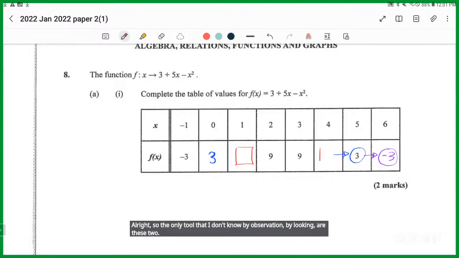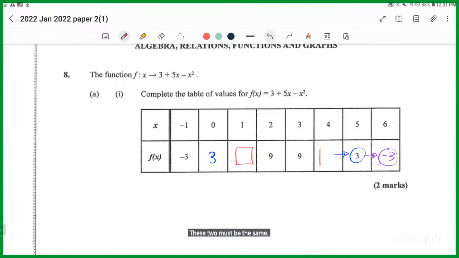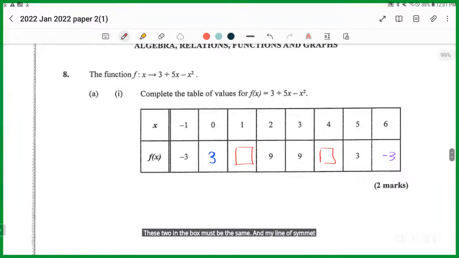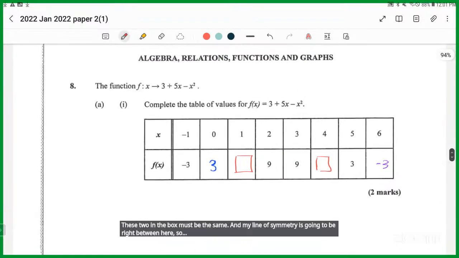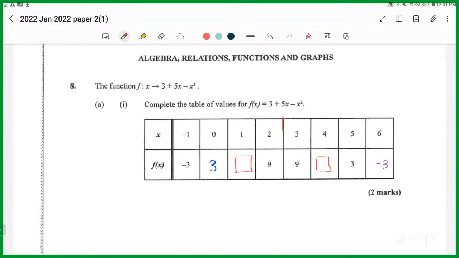Because these two must be the same, if you look at the symmetry of the values. These two in the box must be the same. And my line of symmetry is going to be right between here, right here. My symmetry is right in between here.